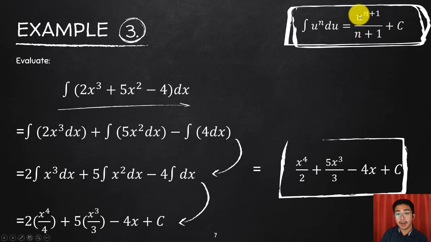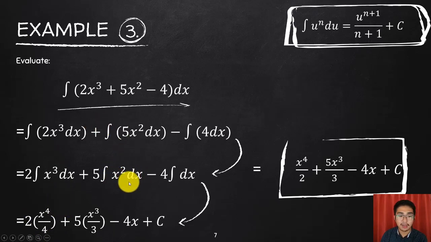So what you do is simply copy u. Our u is x raised to what? N plus 1. So 3, that's our n. Add 1, that is 4. All over the same, n plus 1, all over 4. And that is now your integral of x cubed dx. We do the same thing here.